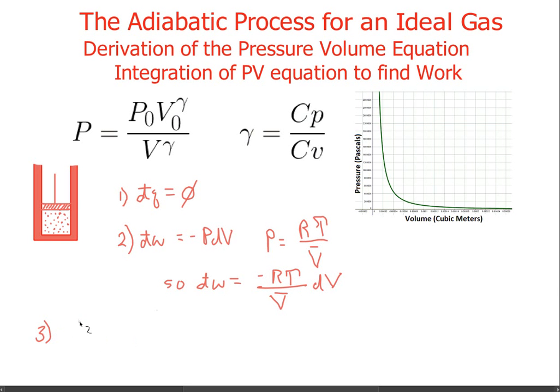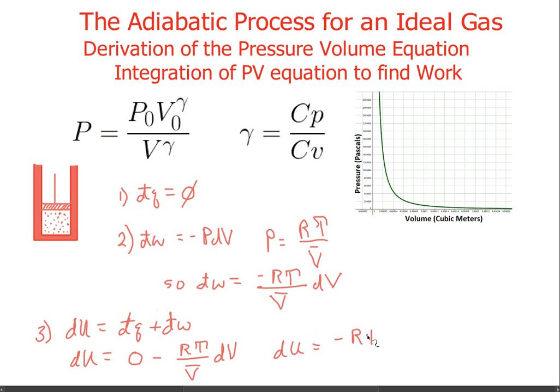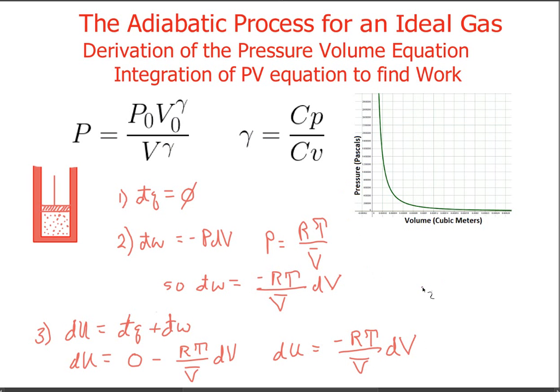From the first law, we know that dU is equal to the derivative of heat plus the derivative of work, and therefore dU has to be equal to 0 minus RT over V dV, which means, of course, that dU is equal to minus RT over V dV. And here, of course, we're using U to represent internal energy.